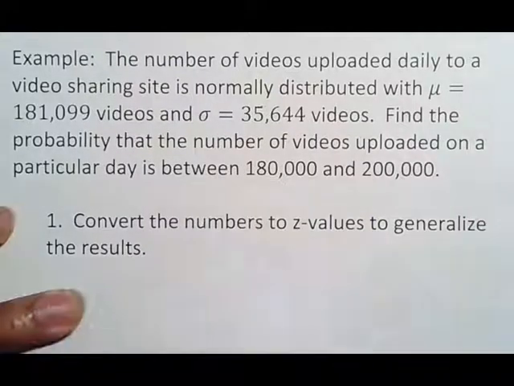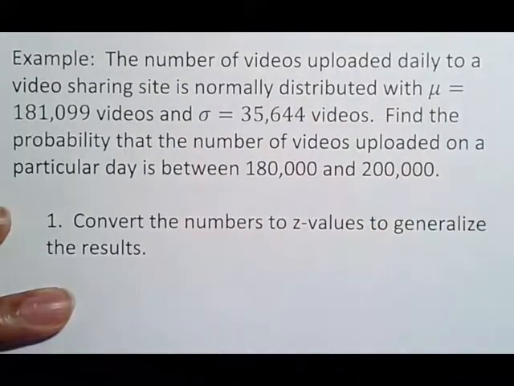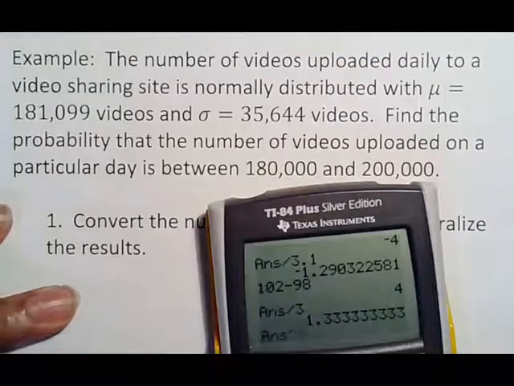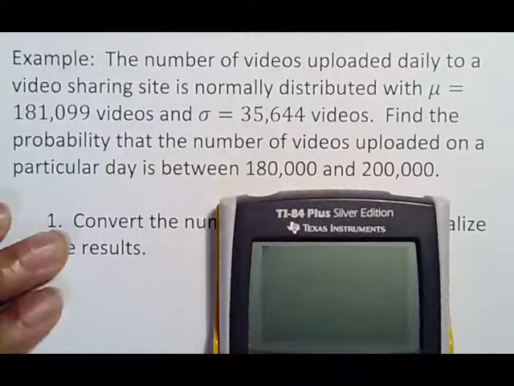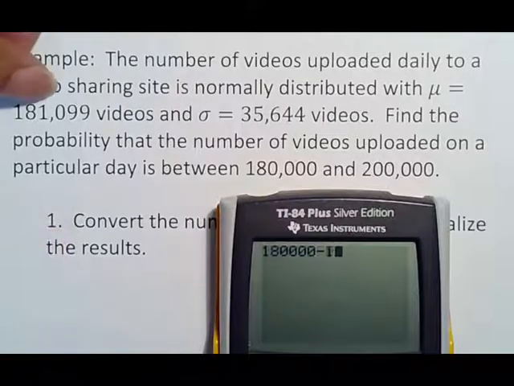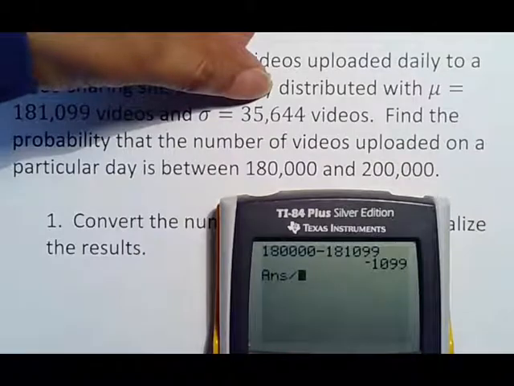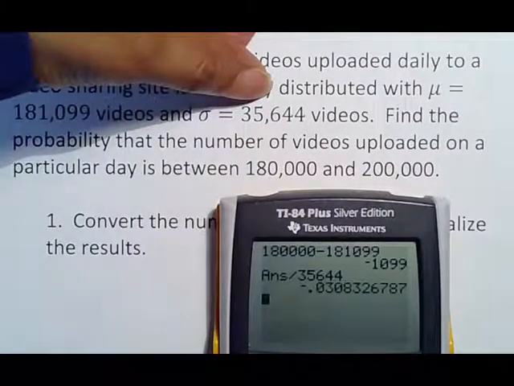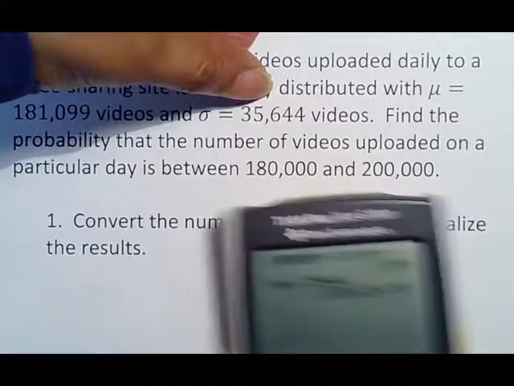So we need to do 180,000. Again, I hope you know how to do the z-value, because I'm not going to write it down, but you'll do 180,000 minus your mean, divided by your standard deviation, if you remember that. So that's negative 0.03.